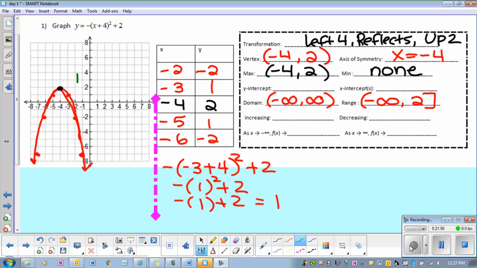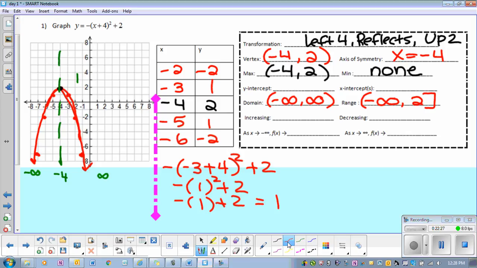I'm going to draw a line right through where it changes direction, which is my axis of symmetry, right? What x number does that go through? Negative 4. You have an arrow on the left. Where's that going? Negative infinity. And you have an arrow on the right. Where's that going? Infinity. Good.